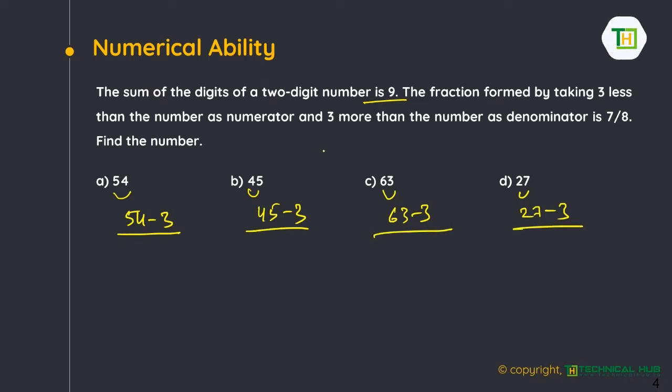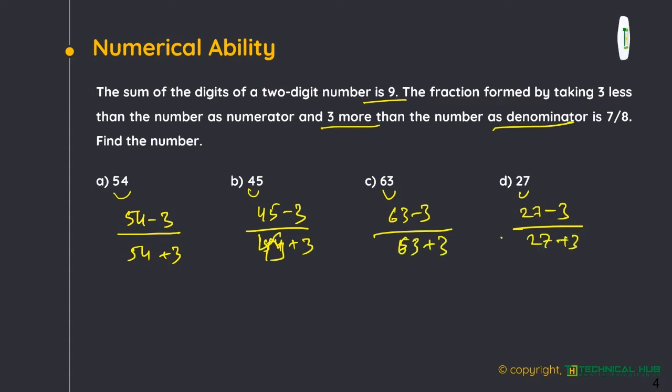Coming to denominators, 3 more than the number is the denominator. It means 54 plus 3, sorry, not 54, 45. This number is 45, and this number is 63, 63 plus 3. Here it is 27 plus 3. Now you can verify whether that fraction is 7 by 8 or not.